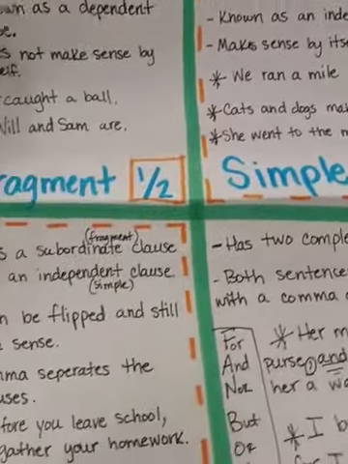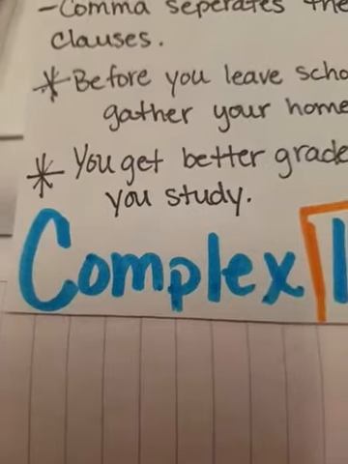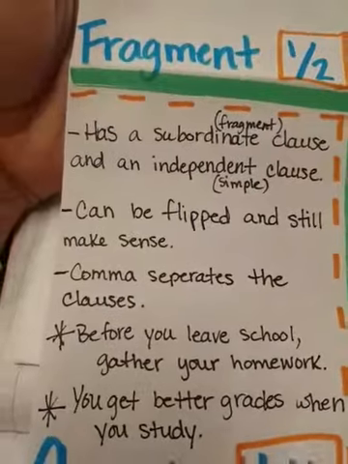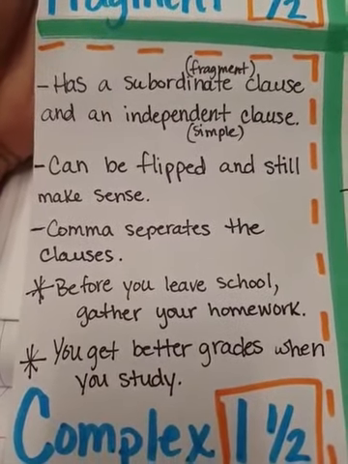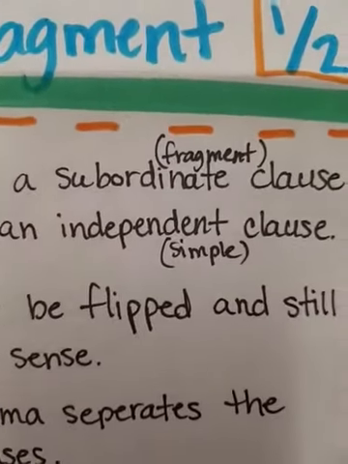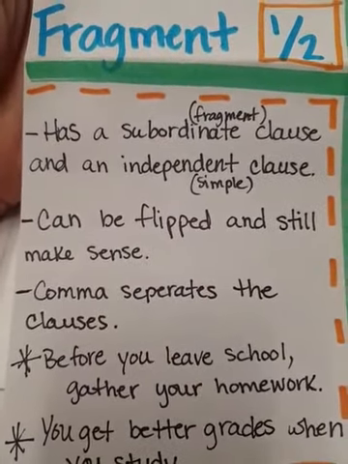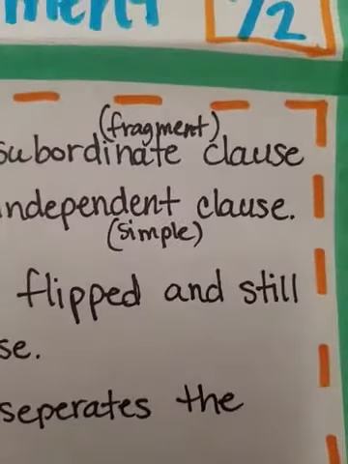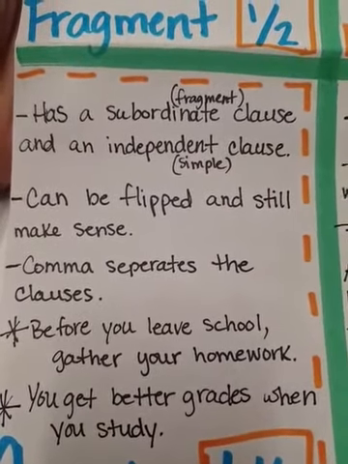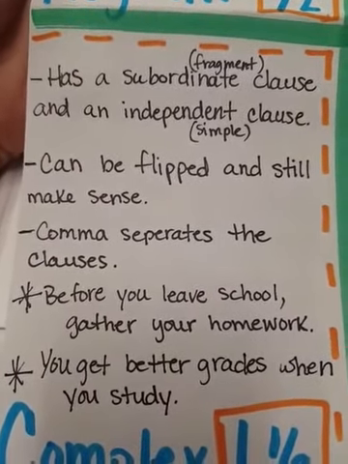Okay, moving on to the bottom left-hand side, a complex sentence. So a complex sentence is one full sentence and a half. All right, so here are some characteristics of the complex sentence. It has a subordinate clause, which is also known as a fragment, and an independent clause, which is also known as a simple sentence. Okay, it can be flipped and it still makes sense. The comma separates the clauses, and this is a complex sentence.